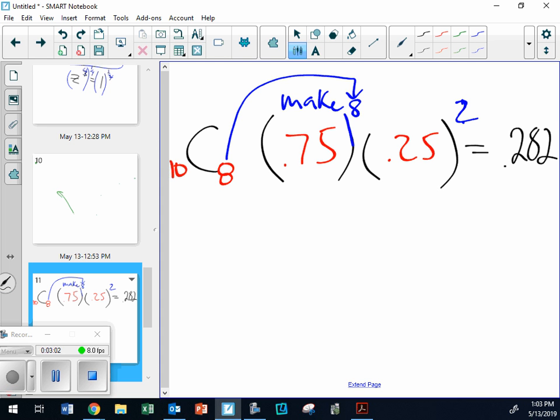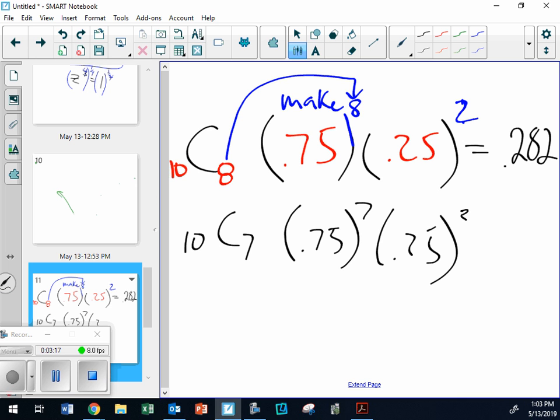Would you go through and just change one little number, just redo your calculations, except figure it out for 7 makes? I'll pause for a second and try that. In case you were checking yours, it should have been 10 choose 7, 0.75 to the 7, 0.25 to the 3. Take a second to type that in the calculator.